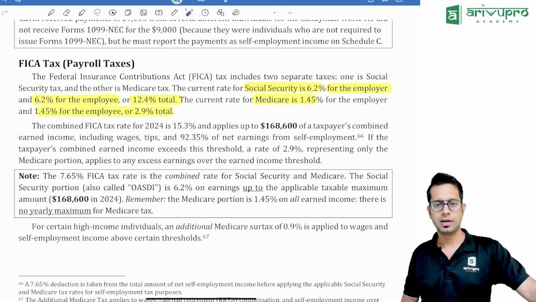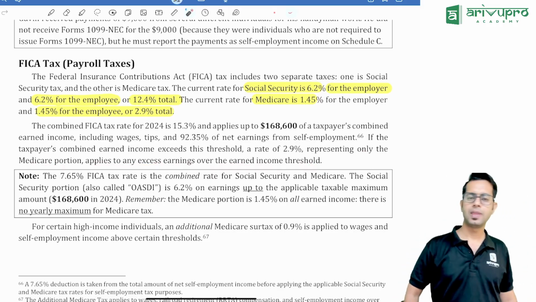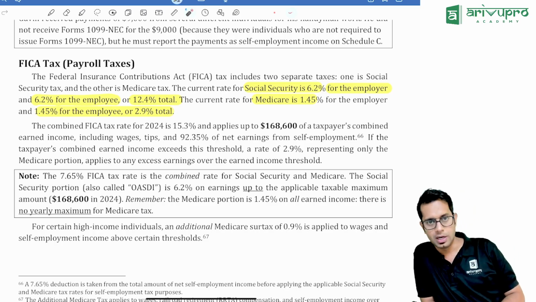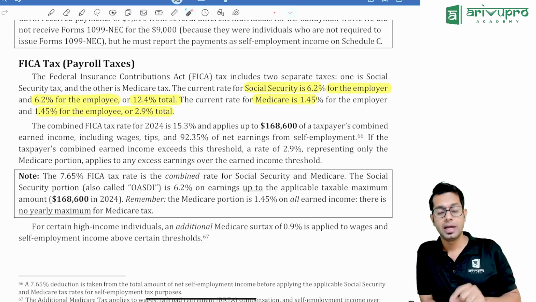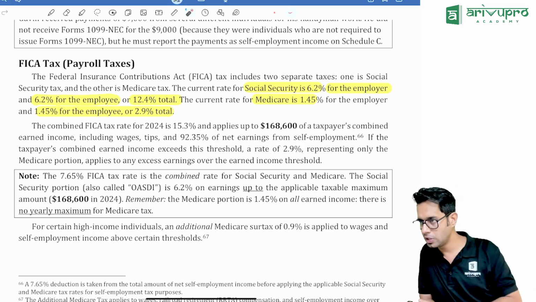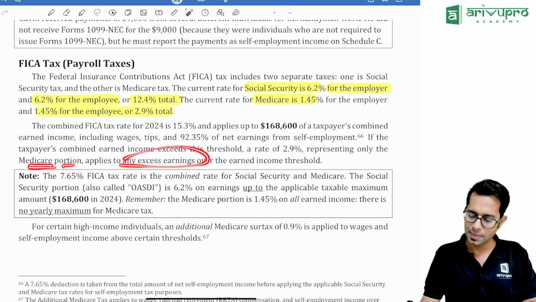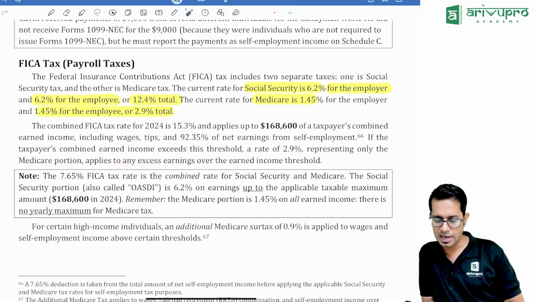the earned income threshold. So see, while reading this, will you be able to understand what they are trying to say? What they are trying to say over here is, if your total income, whatever you have earned, exceeds this amount, which amount? $168,600, then it will be applied on which amount, sir? Maximum Social Security tax will be restricted to this amount, and the Medicare portion will be applicable on the excess income also. So 7.65% FICA tax rate is the combined rate for Social Security and Medicare tax.